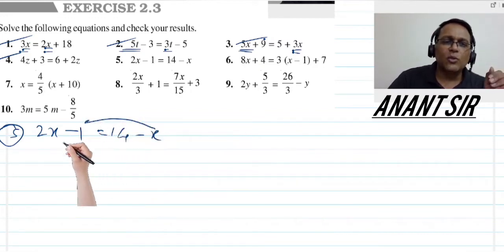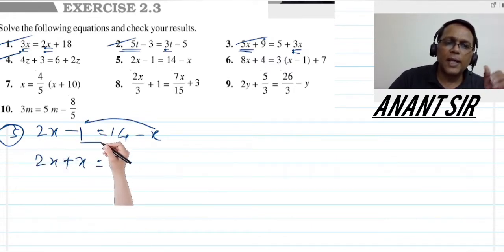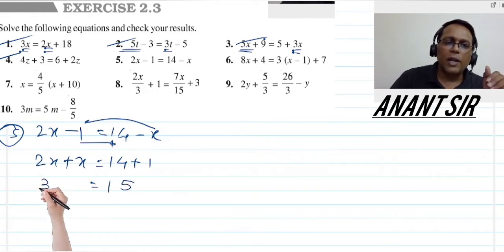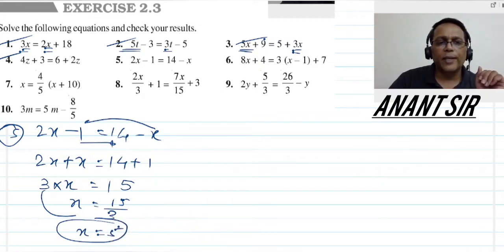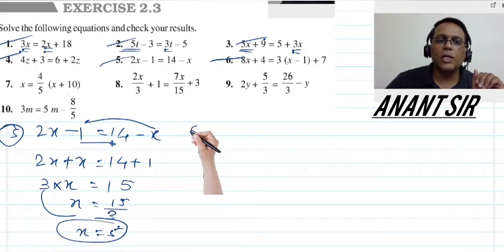So x goes to the left side, minus x becomes plus x, 14 remains as it is, minus 1 goes to the other side, it becomes plus 15, 2x plus 1x is 3x, there is multiplication between 3 and x, multiply by 3 becomes divide and we get the answer as x equal to 5. Very easy question. Now we are going to solve question number 6.